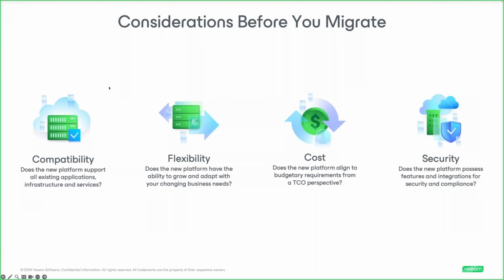Next up is flexibility. So does the new platform have the ability to grow and adapt with the change in business needs? Again, this is a great example for Red Hat OpenShift. Going from vSphere on-premises to containers, Red Hat OpenShift is an application modernization. Refactoring is required. It's a lot of steps. Having that interim step, that VMs on Kubernetes, is a great option. But again, the same needs to be asked of your existing platform. Is that going to give me the flexibility that I need? And Veeam absolutely does.